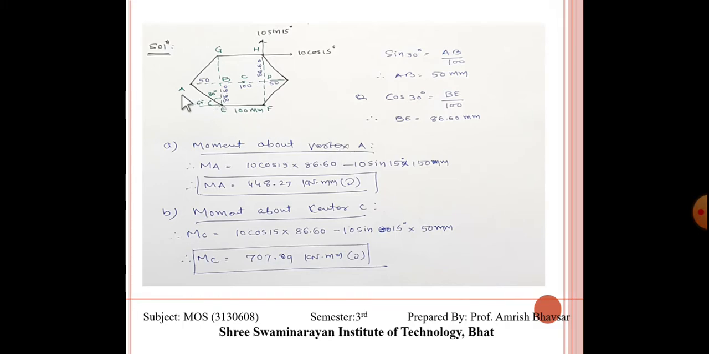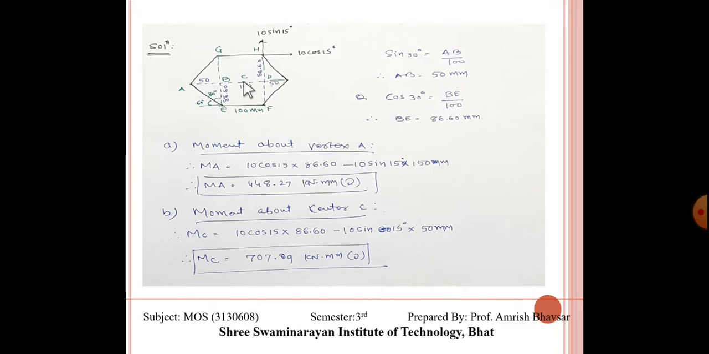So at point A, what is happening? The moment at A: this force moving upward will create an anti-clockwise moment, so minus 10 sin 15 into the whole distance from A to D, that is 150, and this force creates a clockwise moment, that is 10 cos 15 into 86.60. So we will get the answer, that is clockwise. Clear? So this is 8.27 clockwise moment over here.